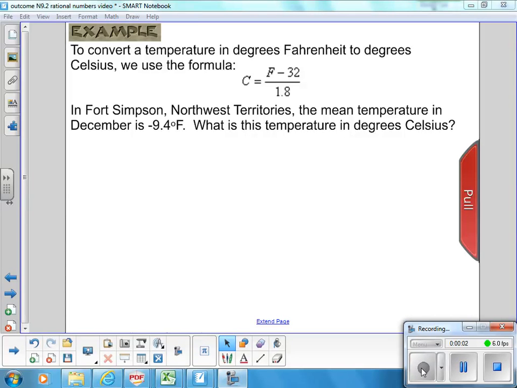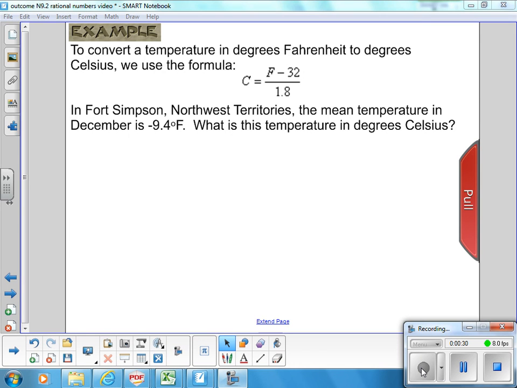In this lesson, we are going to continue with simplifying rational numbers using order of operations. However, we are going to be dealing with rational numbers in fraction form. So if we look at this one, if we think about converting temperatures between degrees Fahrenheit to degrees Celsius, there is a formula. C equals (F minus 32) divided by 1.8.